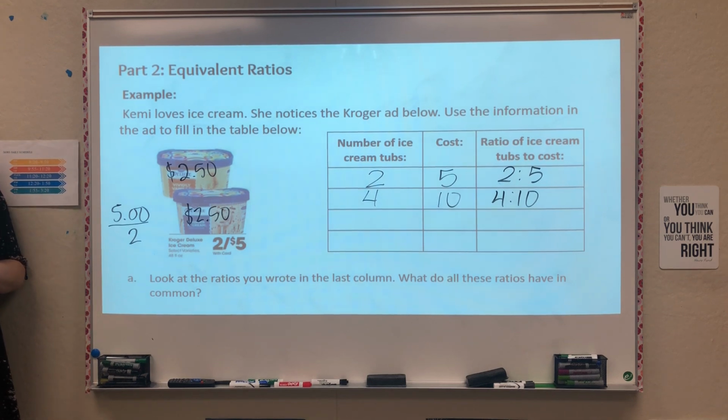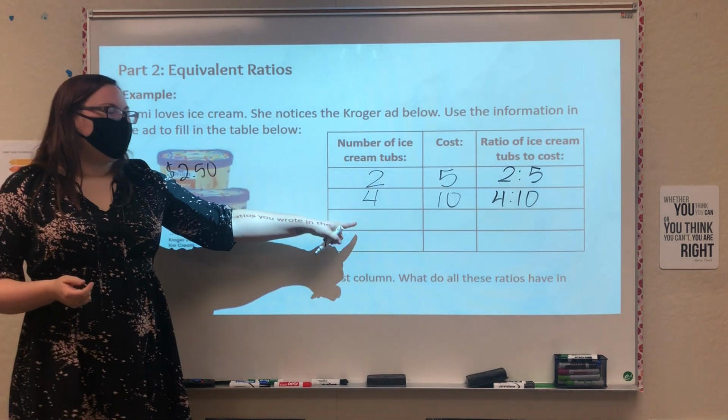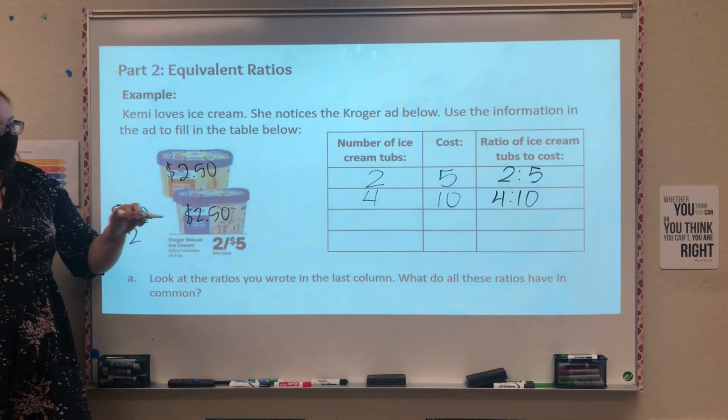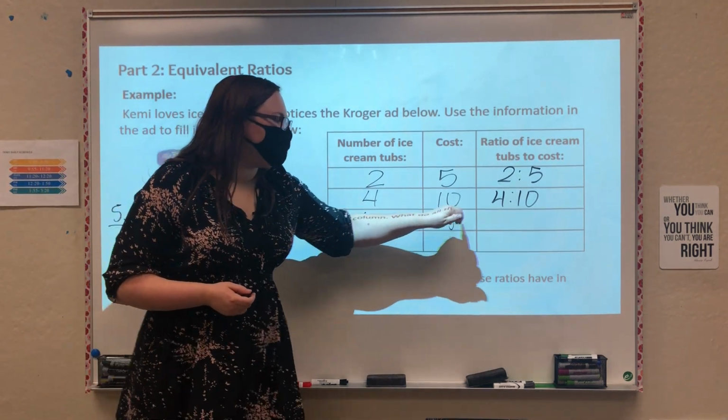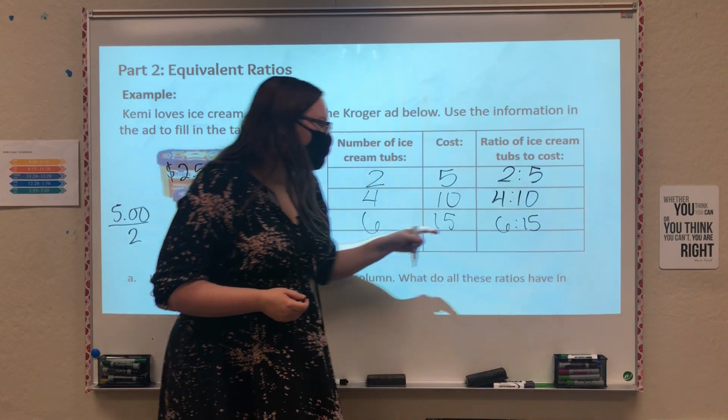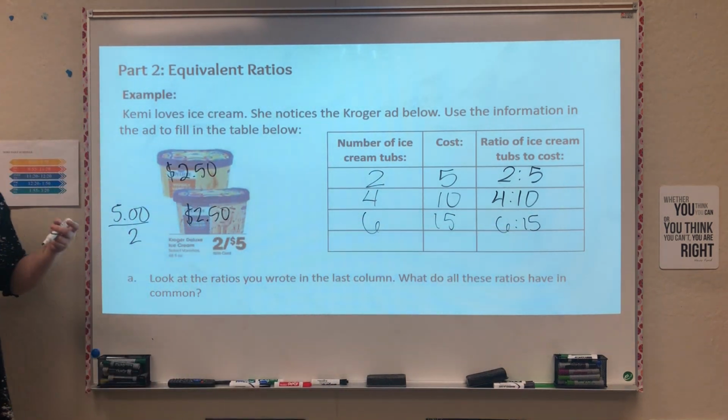Still the same price. What's another ratio we could write? 6:15. So 6 to 15. What's true about that one? If you buy 6 tubs for $15, you're getting 2 more.